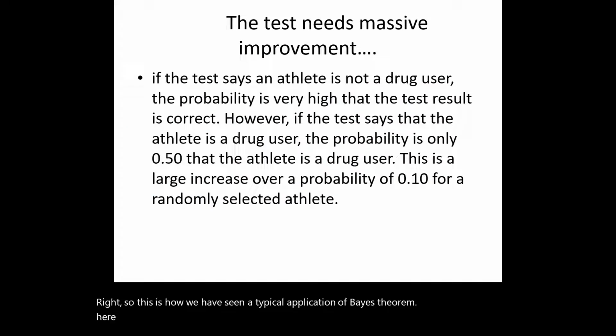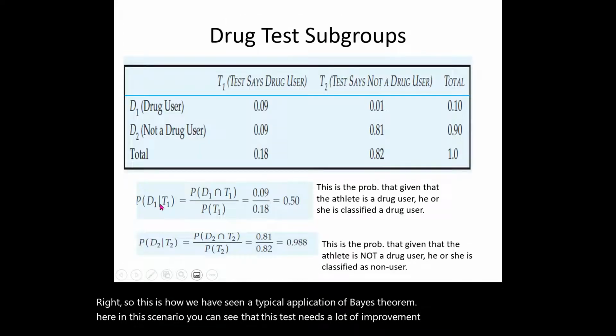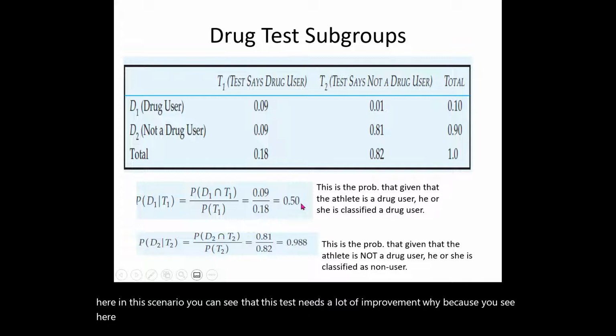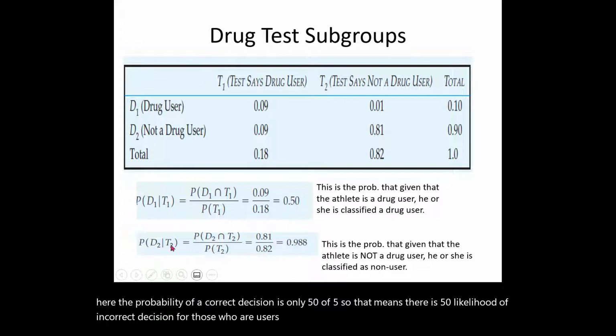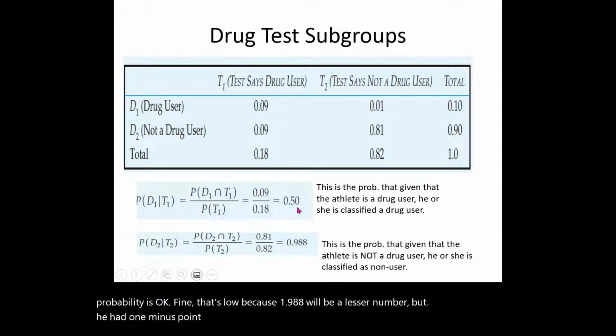Here in this scenario, you can see that this test needs a lot of improvement. Why? Because you see here the probability of a correct decision is only 50% or 0.5. So that means there is 50% likelihood of incorrect decision for those who are users, and for those who are non-user, that probability is okay, fine, that's low, because 1 minus 0.988 will be a lesser number, but here 1 minus 0.5 will be 0.5. So 50% is correct probability.